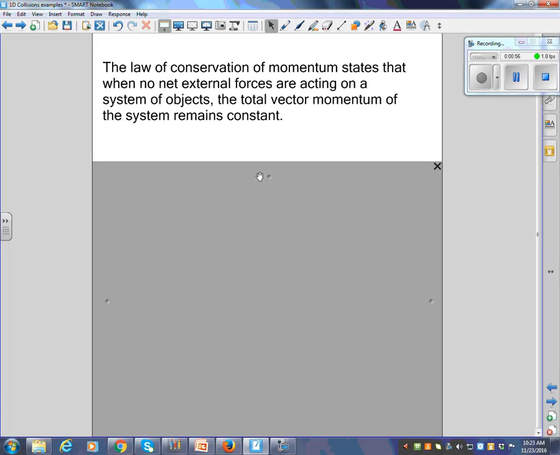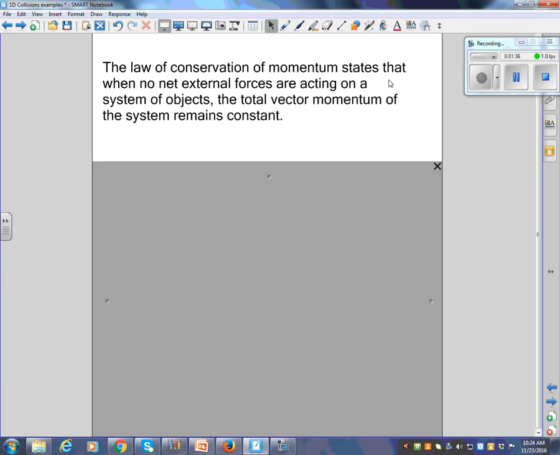So the law of conservation of momentum states, when no net external forces are acting on a system of objects, the total vector momentum of the system remains constant. The total vector momentum of the system remains the same. Vector momentum is not so much a big deal in one dimension, but when we get to two dimensions, it will be.